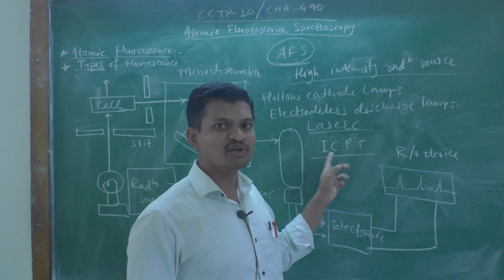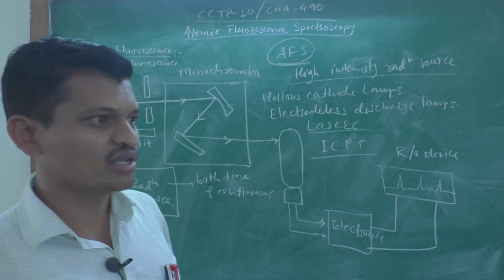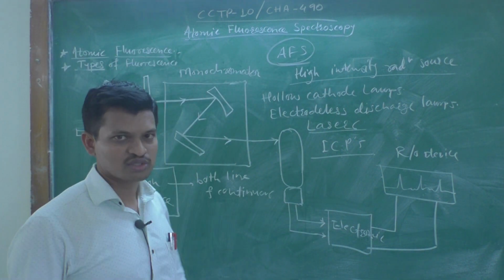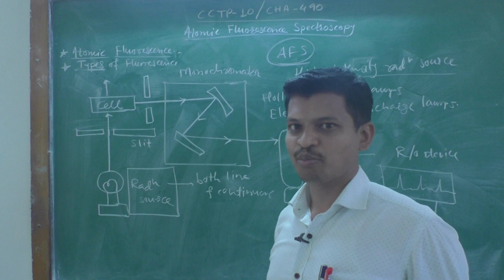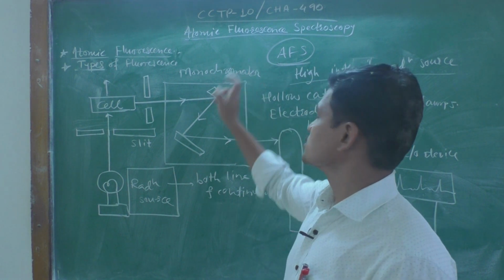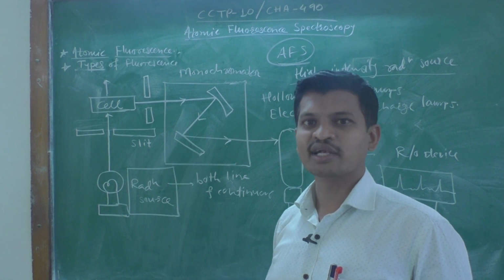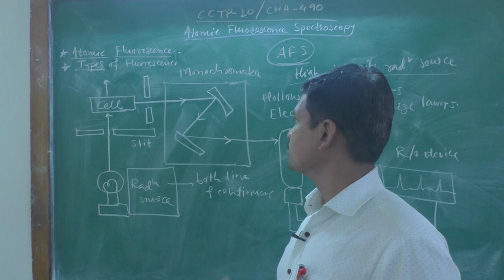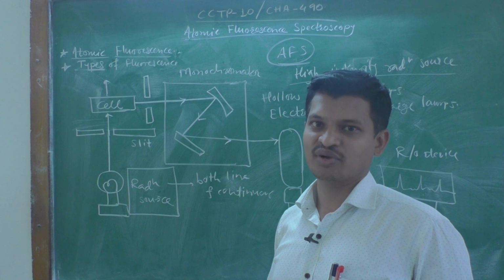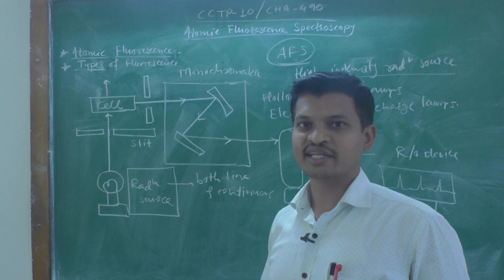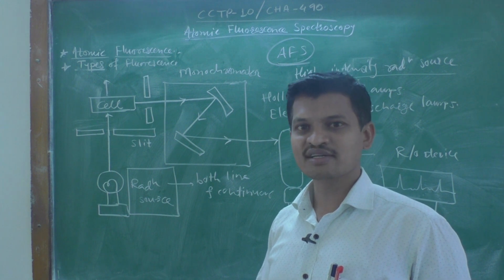And inductively coupled plasma is nowadays a very emerging, recent radiation source for atomic fluorescence spectrophotometers. So this is all about the introductory part of atomic fluorescence spectroscopy, which includes the meaning and concept of atomic fluorescence, the types of fluorescence, the apparatus used for AFS, and the different radiation sources that can be used. In the next lecture we will see lasers as a radiation source in detail.